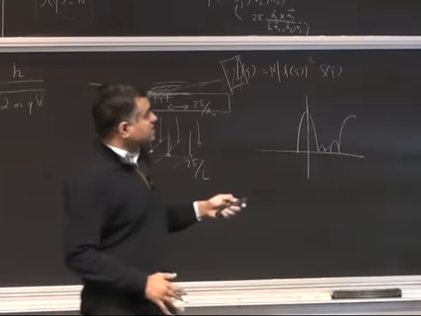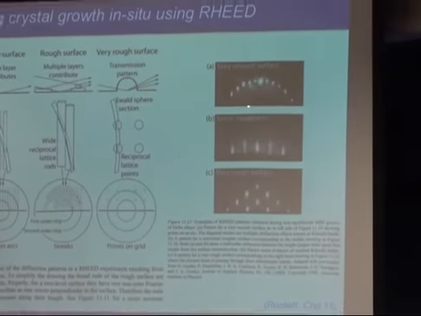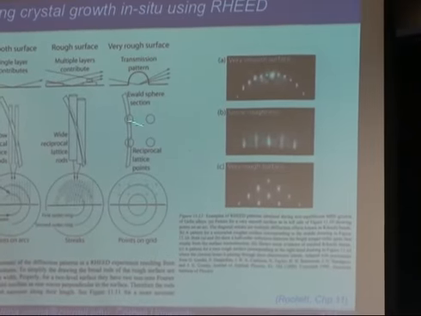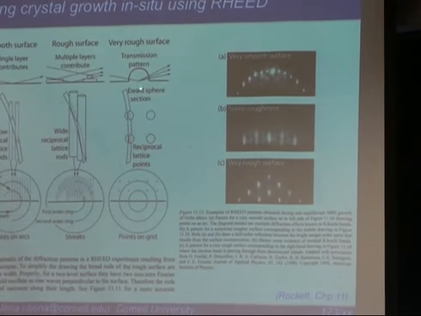This is almost atomically smooth, but this is when you have atomic steps on the surface. You can pick that up, and these streaks are because of that. If you have a very rough surface, you will get these spots instead. If you have a very rough surface, it looks more like a polycrystalline material.